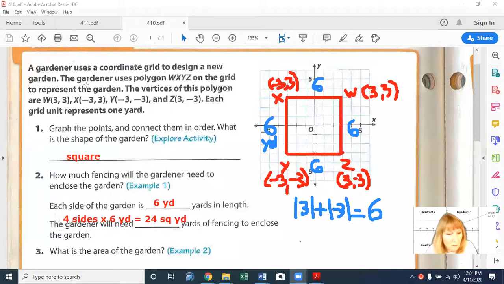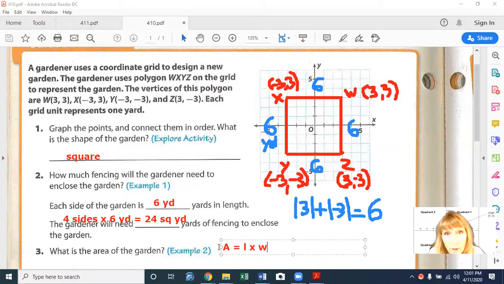Okay, what is the area of the garden? I'm not going to scroll down right now because it'll remove all my drawings, or it'll keep my drawings but move them all in a weird spot. So what is the area of the garden? Well, the area of a square is length times width, or base times height. So let's do that. Area is equal to length times width.